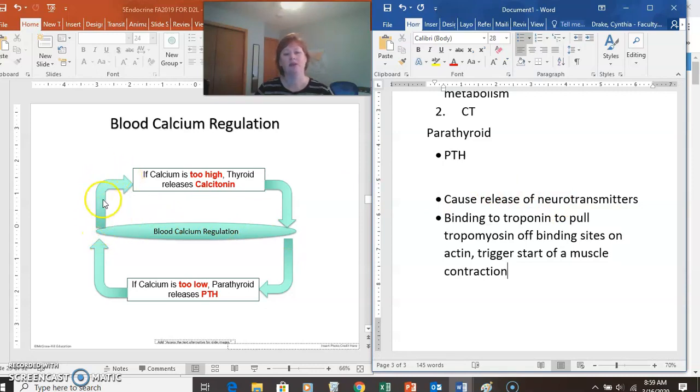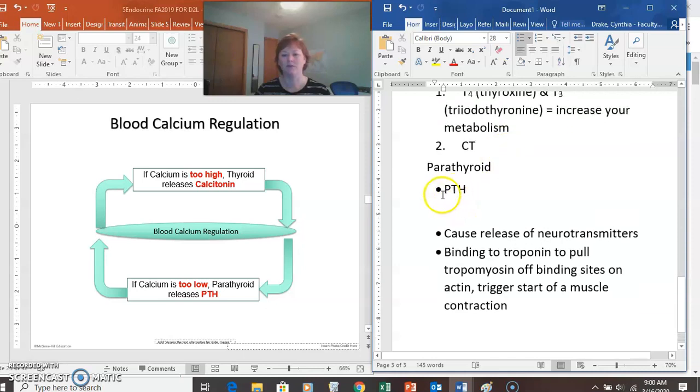If my calcium levels get too high, then my thyroid gland is going to release calcitonin. And as we learned from skeletal system, calcitonin calcifies bone, right? So it's going to cause my cells to take that calcium and store it away in bone. If, however, my blood calcium levels get too low, definitely don't want that. So our parathyroid gland is going to release PTH, and PTH is going to cause me to release calcium from that bone tissue. So it's going to break down bone.